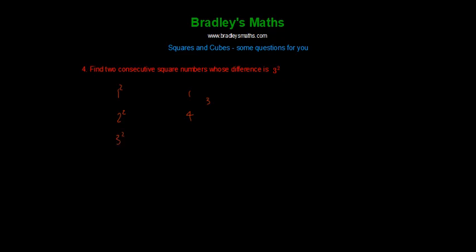3 squared is 9, and the difference between 9 and 4 is 5. 4 squared is 16, and the difference between 16 and 9 is 7. 5 squared is 25, and the difference between 25 and 16 is 9. 3 squared equals 9, so our 2 consecutive square numbers are 4 squared and 5 squared, so the two numbers are 16 and 25.